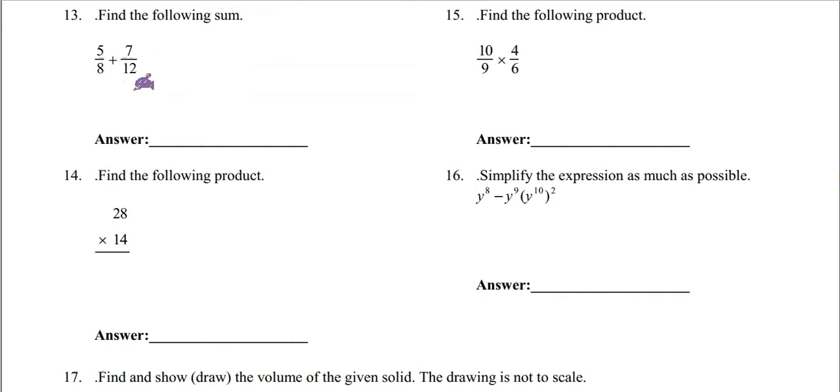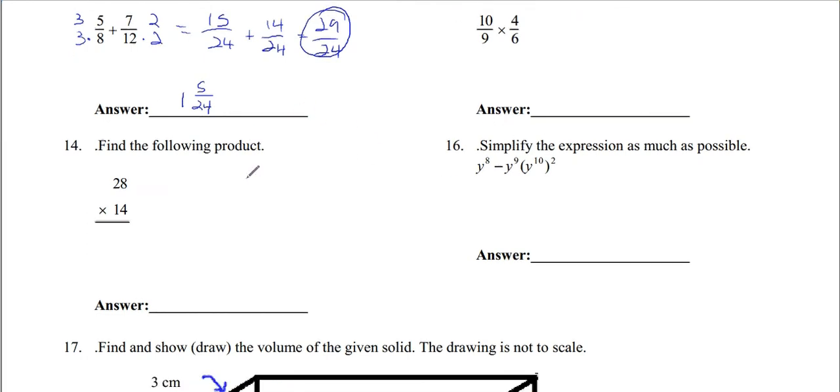Need a common denominator here. 24, right? If I multiply this by 3 and this by 2, I'll be at 24 for both. So I just need to multiply the numerators by the same numbers as denominators, and I get 15 over 24 plus 14 over 24, and that gives me 29 over 24, which is perfectly good. Or 1 and 5/24 is also perfectly good. Both equally correct. That's 13 going on to 14.